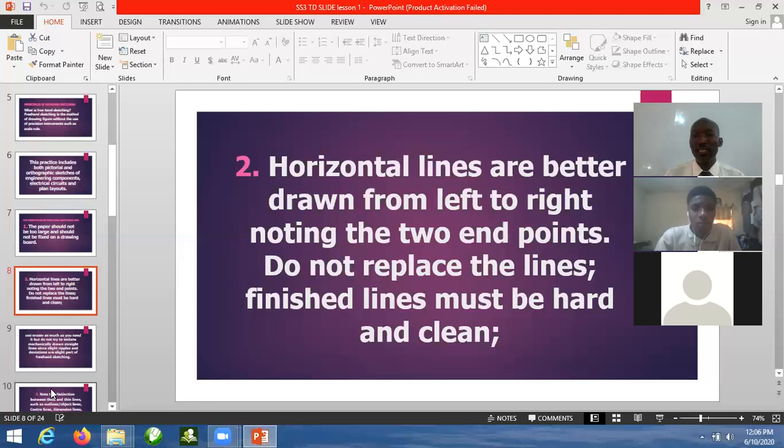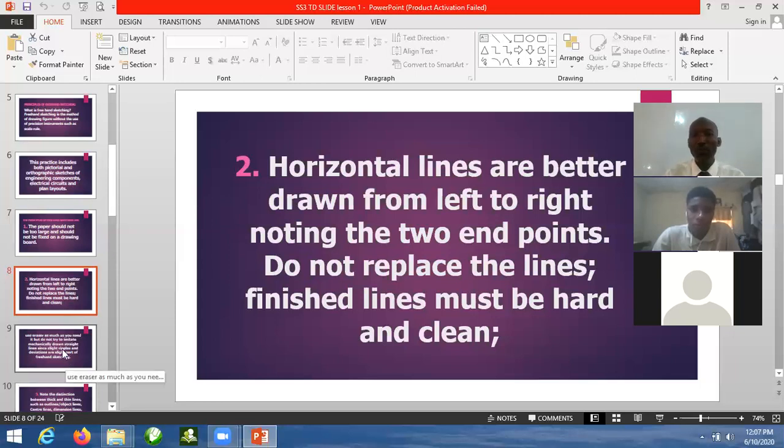Do not replace the lines. The finished line must be hard and clean. What do we mean by replacing the lines? It's like you have started a line and you are coming to draw another line on it. Remember we said a double line is an offense in technical drawing. So when you start drawing, don't go back to draw another line to replace the line, or to add another line on the line drawn. So that is the second principle.